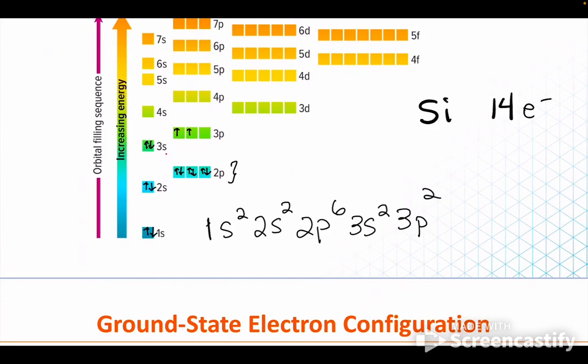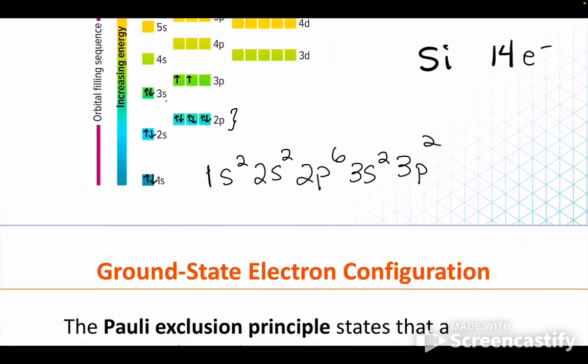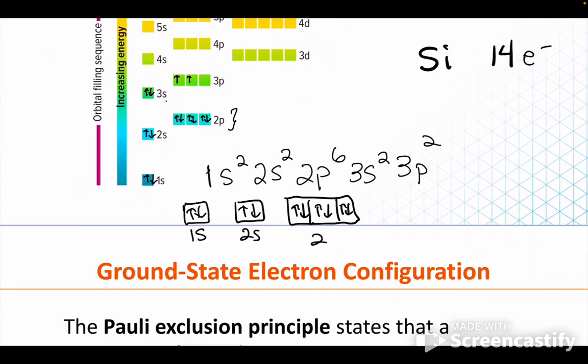So if we were going to do the orbital notation for this, we would draw single boxes for the s because they only have 1 orbital. So 1s2, 2s2. When I draw the p's, we have 3 orbitals, 2p6, and then 3s2.